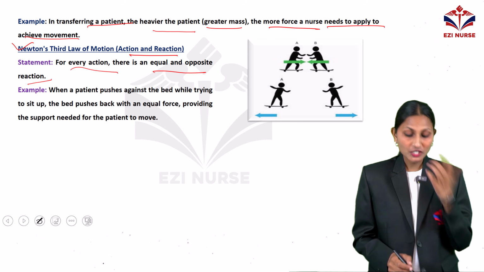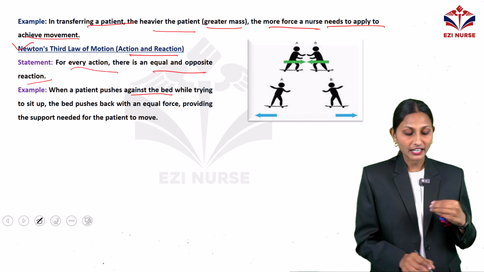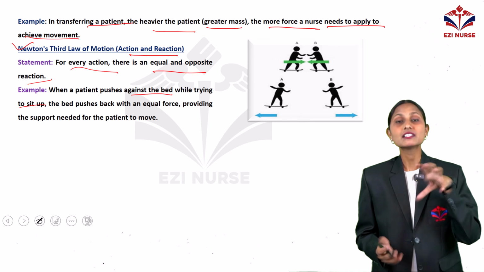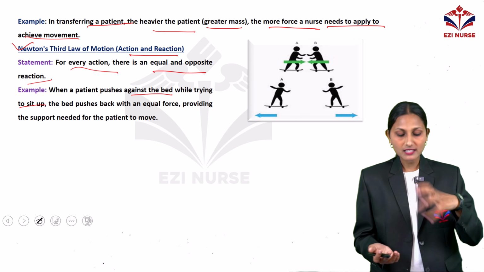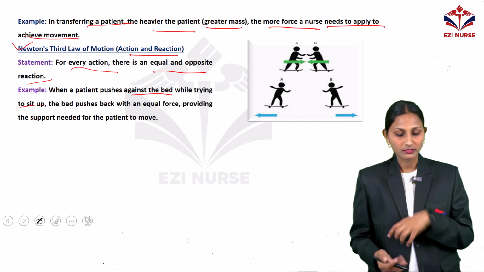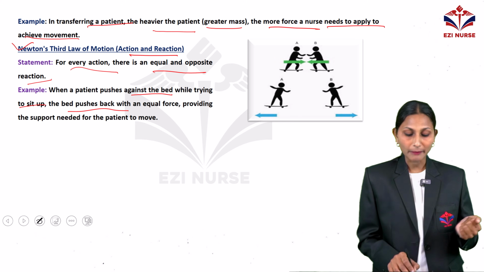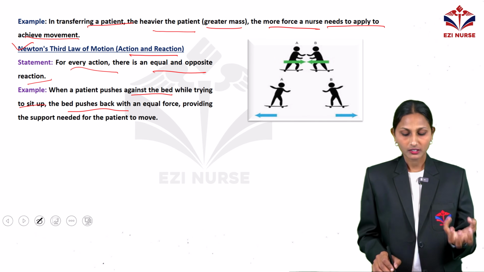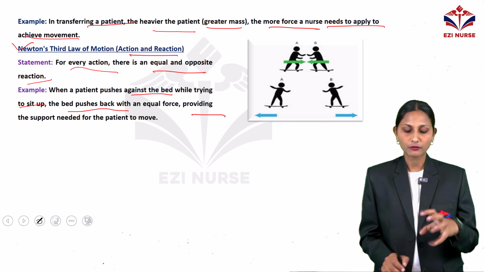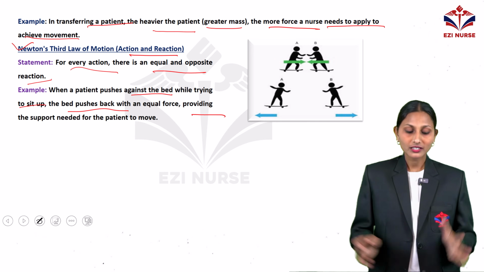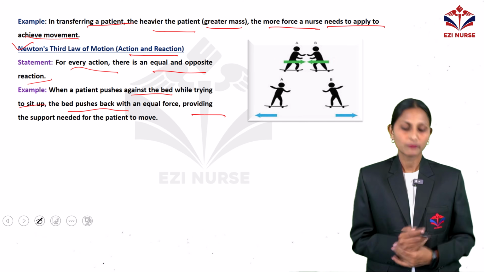When the patient pushes against the bed while trying to sit up, he applies some force and pushes the bed down, but the bed also pushes back with equal force, providing the support needed for the patient to move. So this is all about Newton's laws of motion.